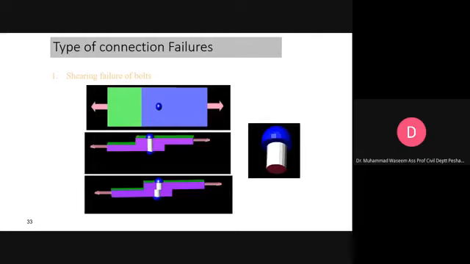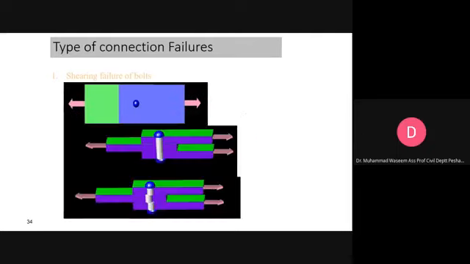Now you can see how a bolt can fail in a bearing type connection. For example, this is a plate, this is a lap joint, and there is a force acting. The bolt is weak in shear, so the bolt will fail in shear at this location. This is the shear failure of the bolt, first.